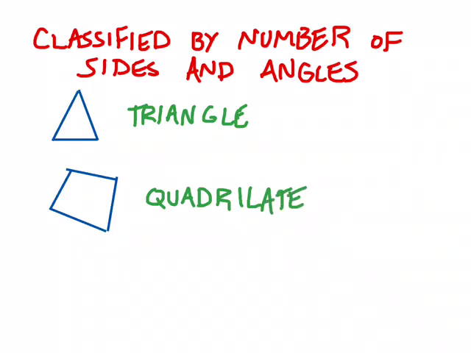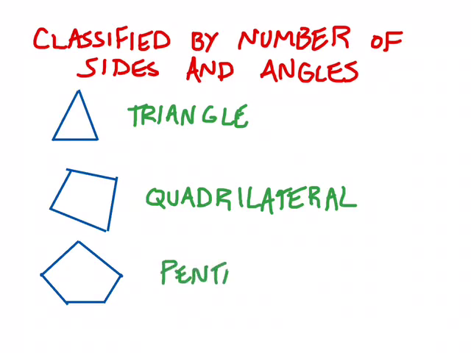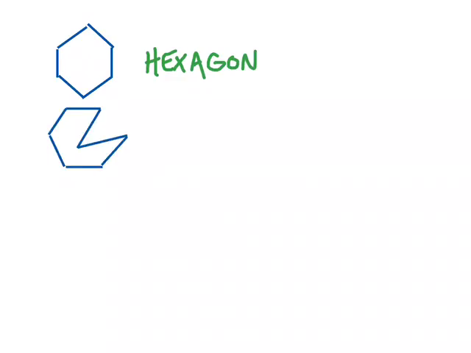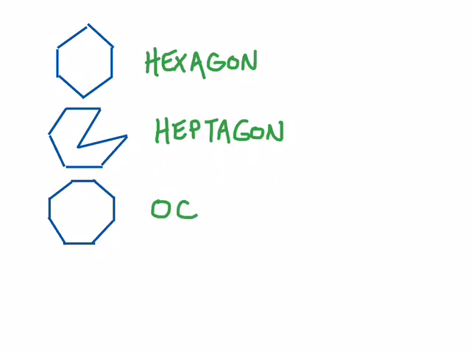From there, we just keep adding sides. 5 sides and angles is going to be a pentagon. 6 sides and angles makes a hexagon. 7 sides and angles, regardless of how they look, makes a heptagon. As you can see, we've got 7 sides and angles there. Even if they're concave, still a heptagon. 8 sides and angles makes an octagon. You are familiar, I'm sure, with octagons.